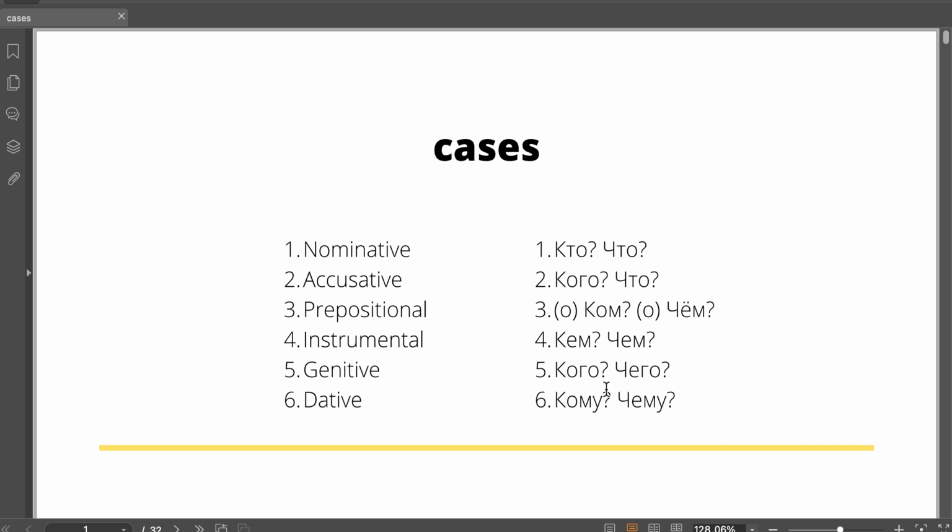Genitive case, кого, чего. And again, we have the same as the accusative form, кого. And there is some logic here. There is a very clear explanation, and we're definitely going to cover it, so no worries. Кого, the same question word, both in accusative and genitive. And the last one is dative. Кому, чему.